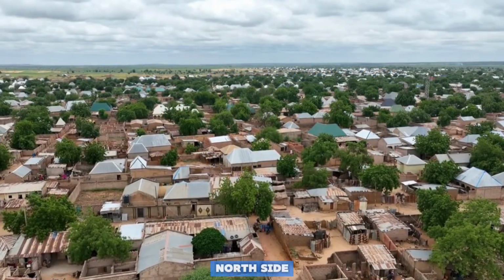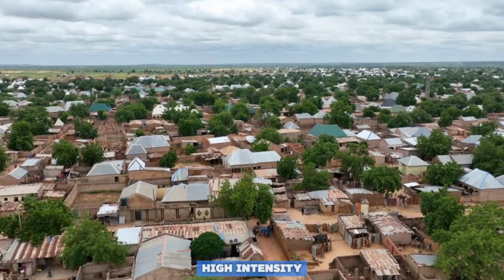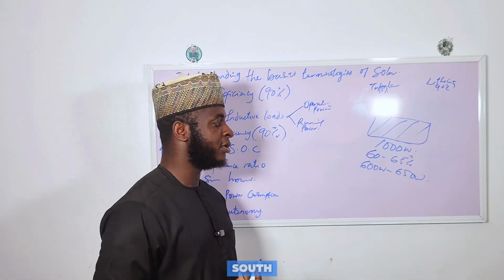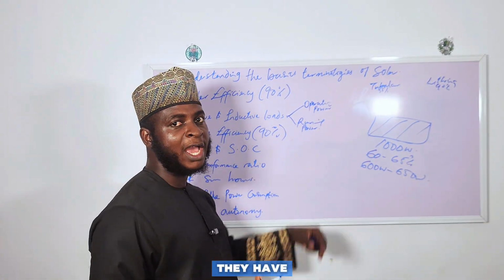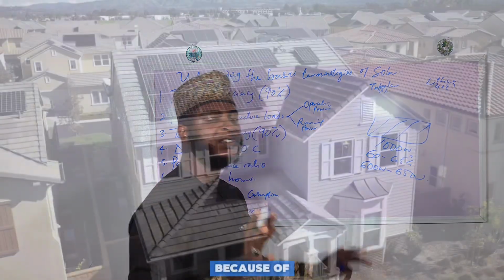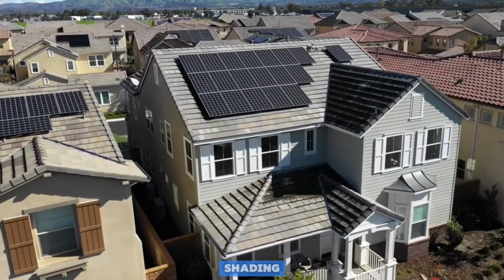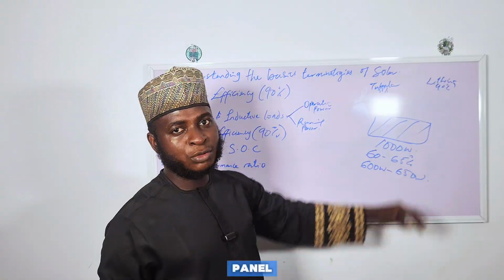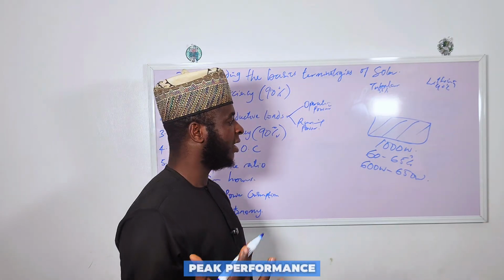Some of the factors that affect this panel performance ratio are based on region. If you are in the north, the sun there has high intensity as compared to the south, so people in the north have a higher performance ratio. Also, when you mount your panel, the direction and shading can affect the panel, preventing it from performing at its peak performance ratio.